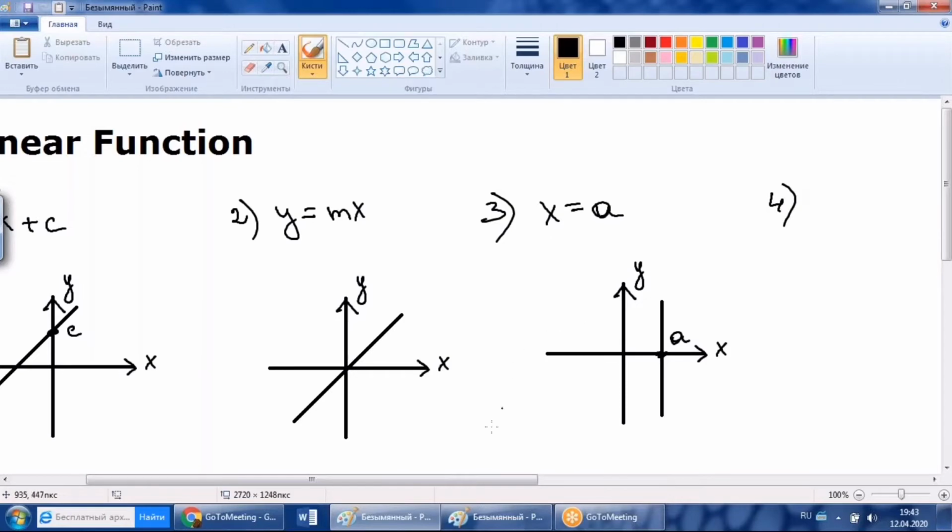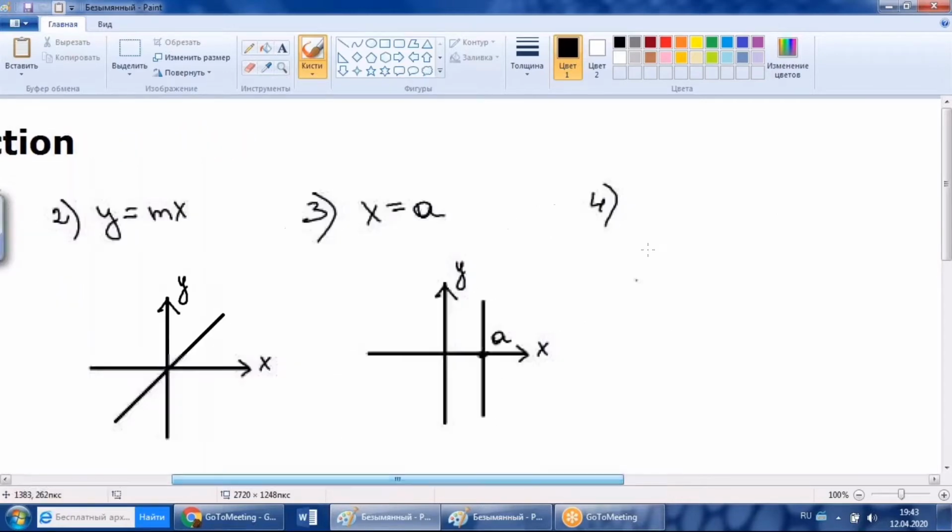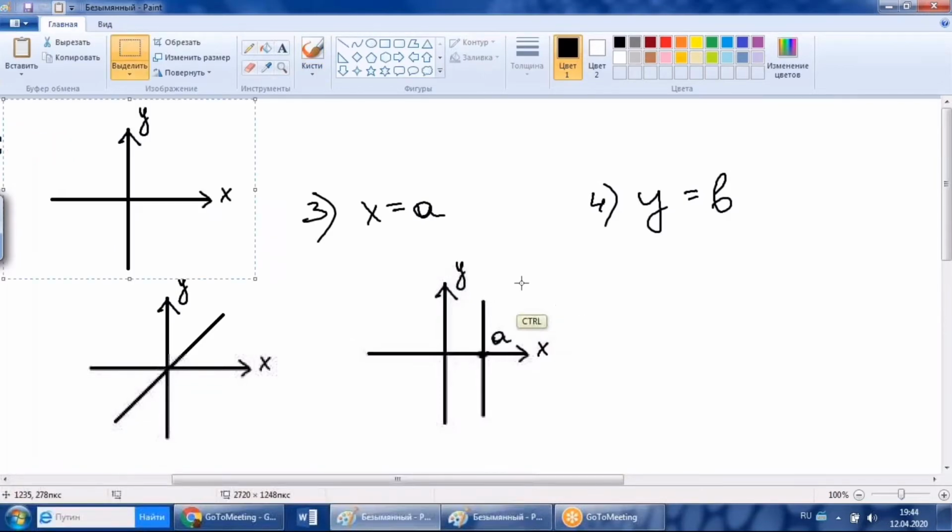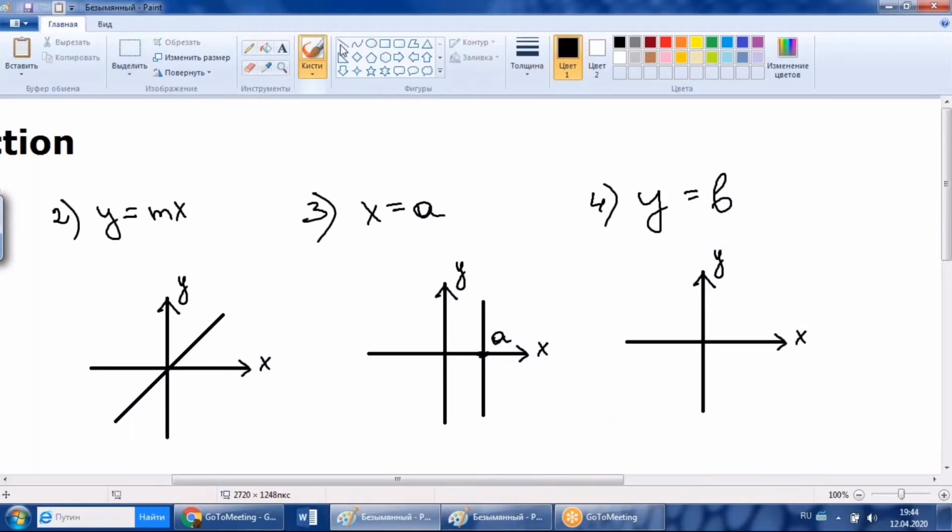And the fourth one is y equals b. This is a horizontal line which is parallel to the x-axis and perpendicular to the y-axis. And this point is point B.